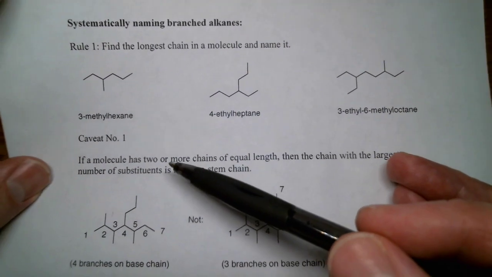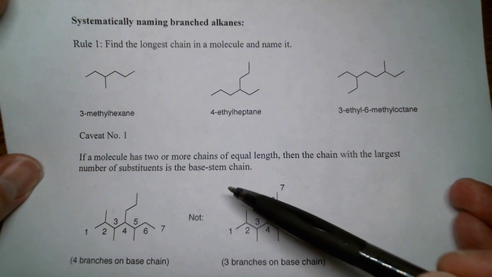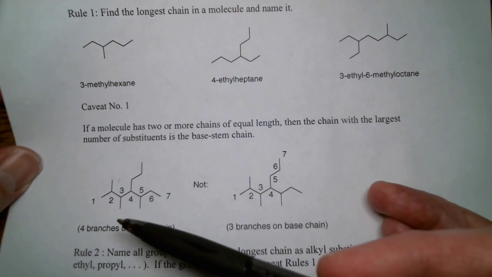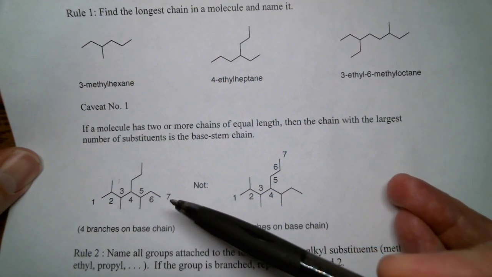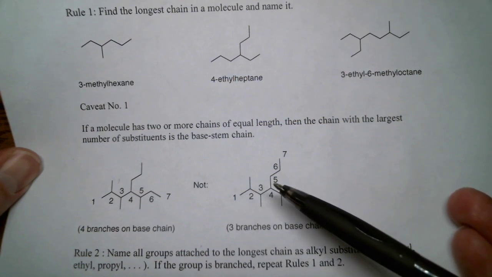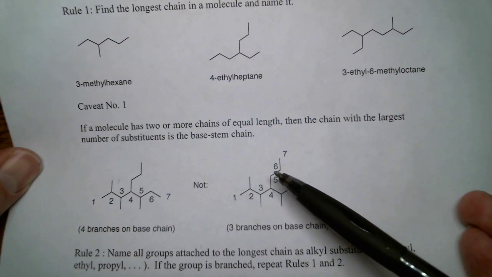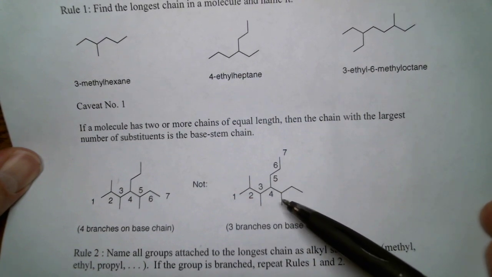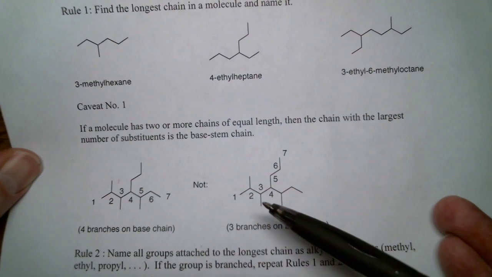Caveat number 1, if the molecule has 2 or more chains of equal length, then the chain with the largest number of substituents, that is groups, is the base stem chain. So, for example, here we have a heptane, and this particular numbering gives 4 groups. If we had numbered our longest chain in this manner, if we had taken this as our base stem heptane, how many groups would be on it? 1, 2, and this whole thing is another group. It happens to be branched, but it only counts as one group. So we prefer 4 groups versus 3 groups.